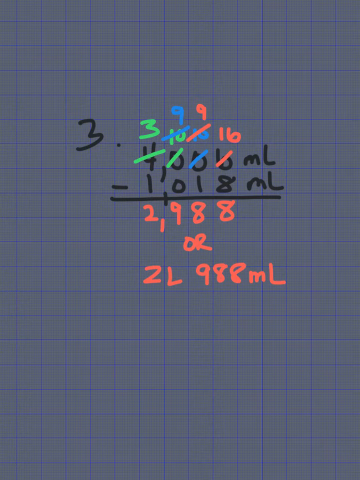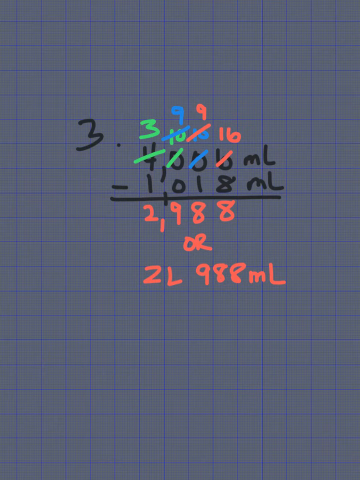All right, and last but not least, number 3, we had 4,006 milliliters, so it's 4 liters, 6 milliliters. 4,006 milliliters minus 1,018 milliliters. All right, make sure that you remember those zeros here and here and here. Those are really important. It's going to mess you up if you didn't. Also, notice how I lined everything up. Also super, super important.